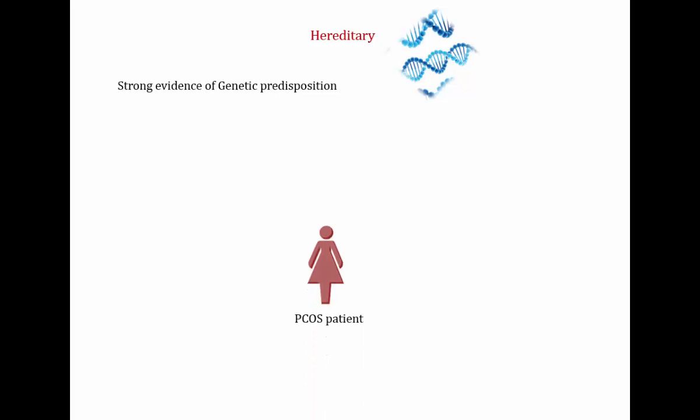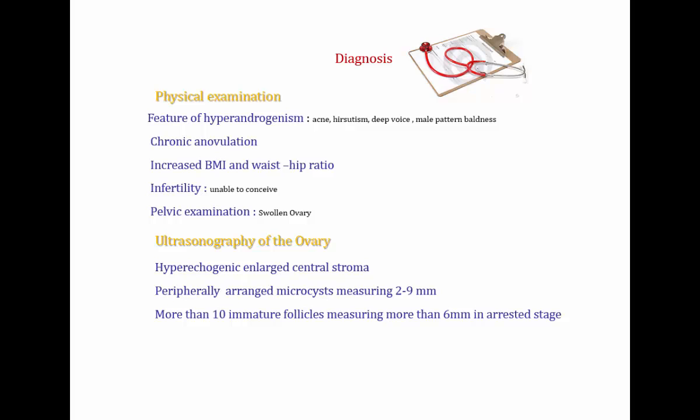It is hereditary. There is strong genetic evidence that genetic predisposition leads to PCOS, because when we see PCOS patients, about 35% of them have an affected mother, and 40% of them have an affected sister. So this shows that there is a strong genetic predisposition in PCOS.